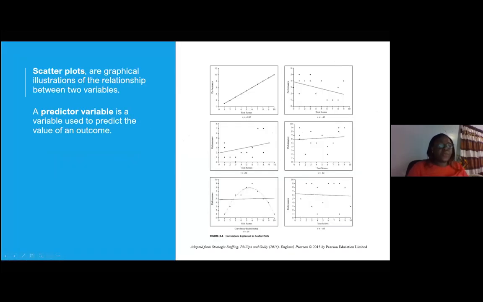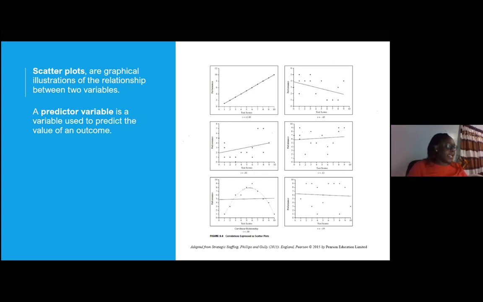Now, visually representing this data is very important, and correlations are expressed diagrammatically on scatter plots. Scatter plots are graphical illustrations of the relationship between two variables. Remember, we've been talking about two variables. So correlation, relationship between two variables, and scatter plots are used to represent these, all right?